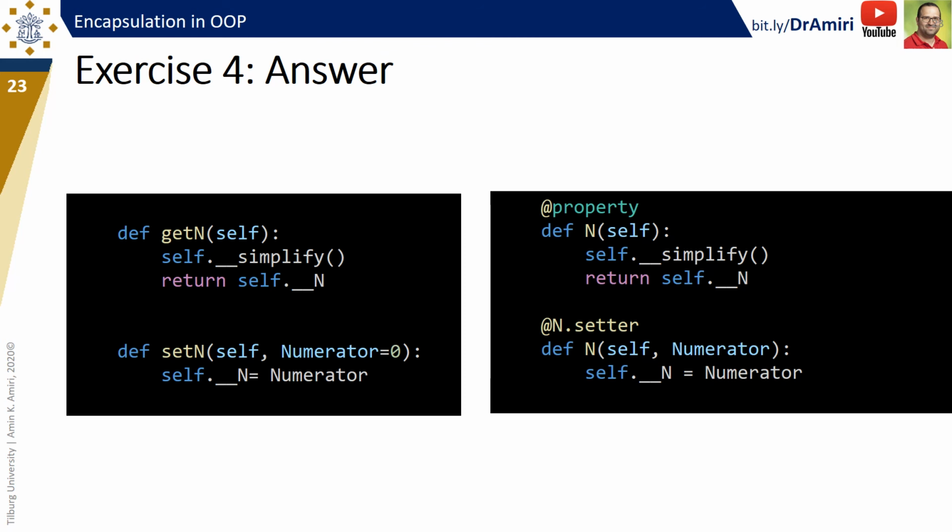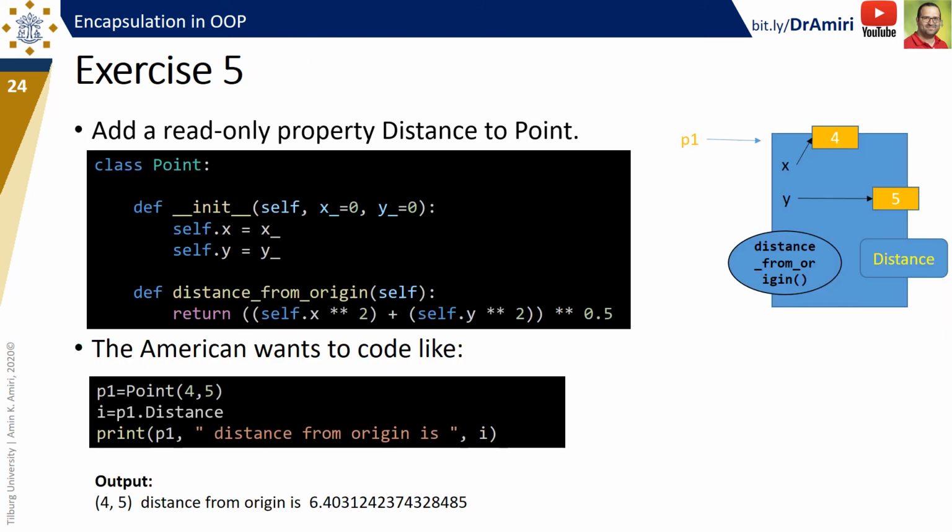That's how you can do this. You simply turn get n to def n, and you put that @property sign right before that. As for set n, you just turn that to def n, and you put @n.setter right behind it. So it's as simple as that. Let's do another exercise to ensure that you learn the properties well enough.